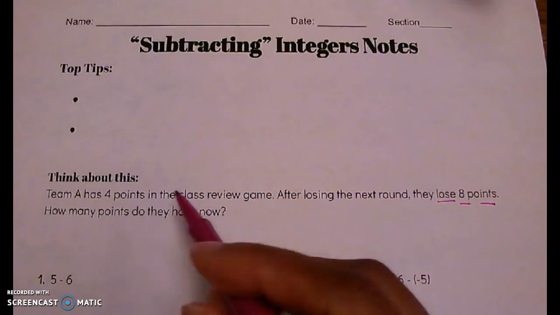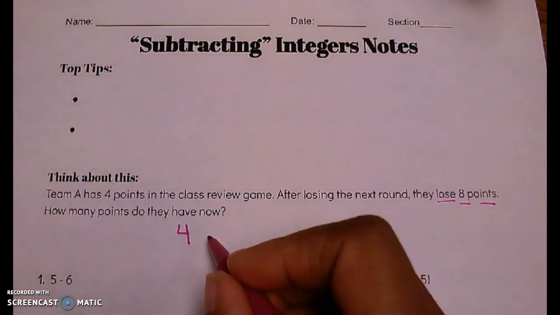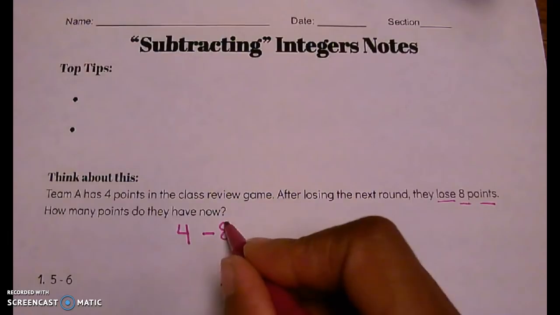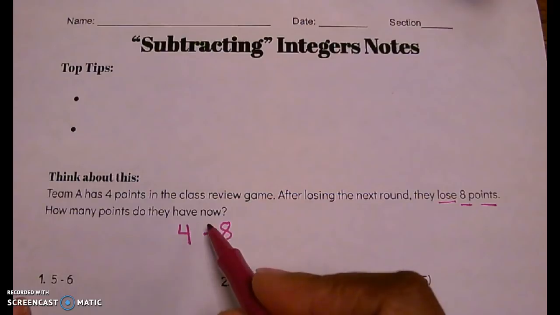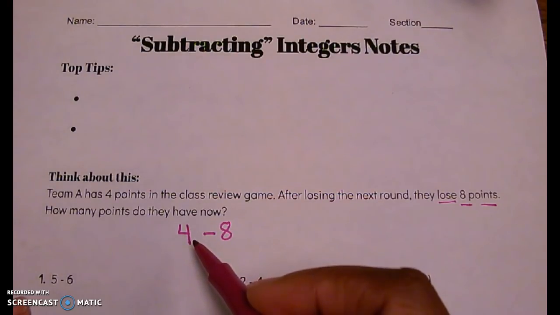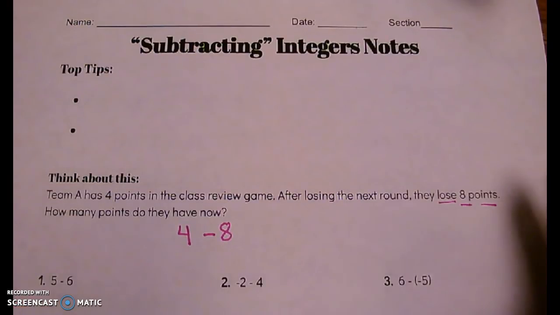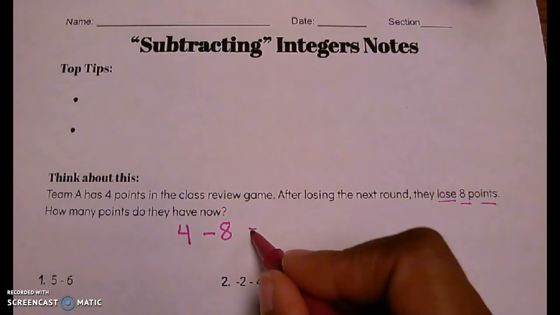Okay, so we know that Team A starts off with 4 points, and then they've lost 8. How do we solve a problem like this? We know that Team A can't have more than 4 points because they've lost more than what they originally have, which means they're going to be in the negatives. Before we solve this problem, we're going to look at our first tip.